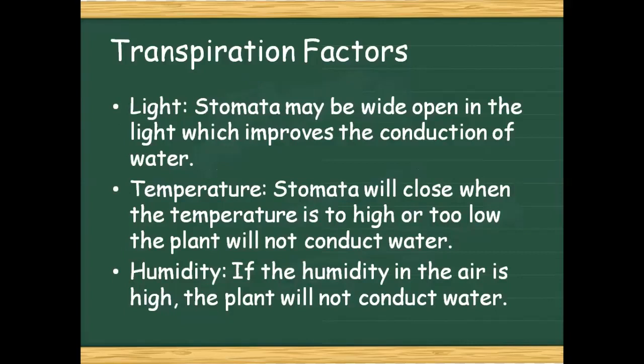Now, there are different things that affect how much transpiration a plant will go through or how much water they will release. Light is one of the factors. Stomata may be wide open in the light, which improves the conduction of water. In other words, during the light, the pores of the leaves are open and more water vapor is able to be released.